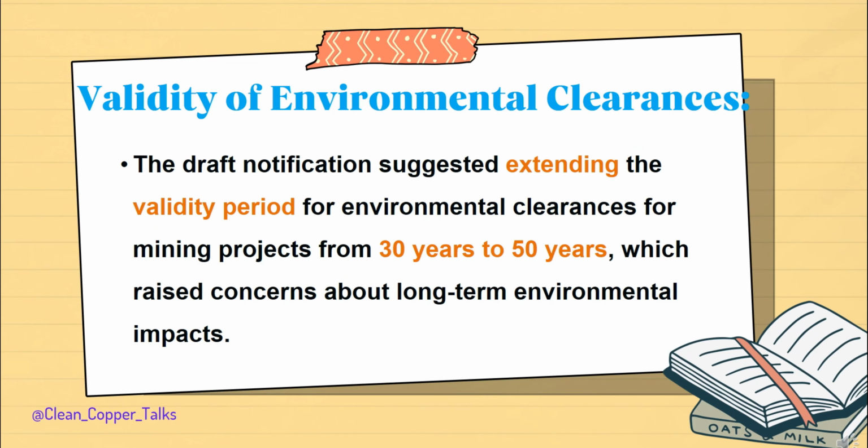Validity of environmental clearance. Now, this draft 2020 EIA notification suggested extending the validity period of environmental clearance for mining projects from 30 years to 50 years. Now, 30 years itself is a big duration. Since this aimed at increasing it to 50 years, it was again a concern for many people that long-term environmental impact would be affected.